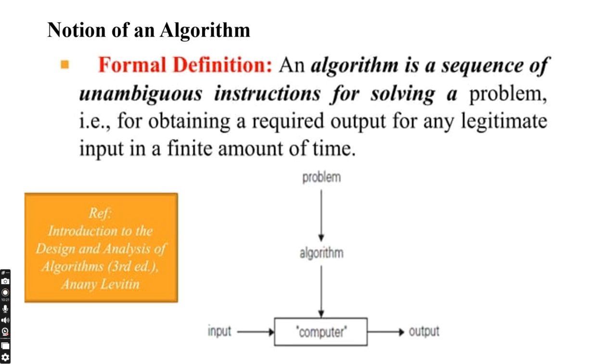So to solve a problem, we write an algorithm, but for that algorithm, we need at least one input. In a finite amount of time, the algorithm should give a proper output. It may be one output or many outputs. So this is the notion of an algorithm.